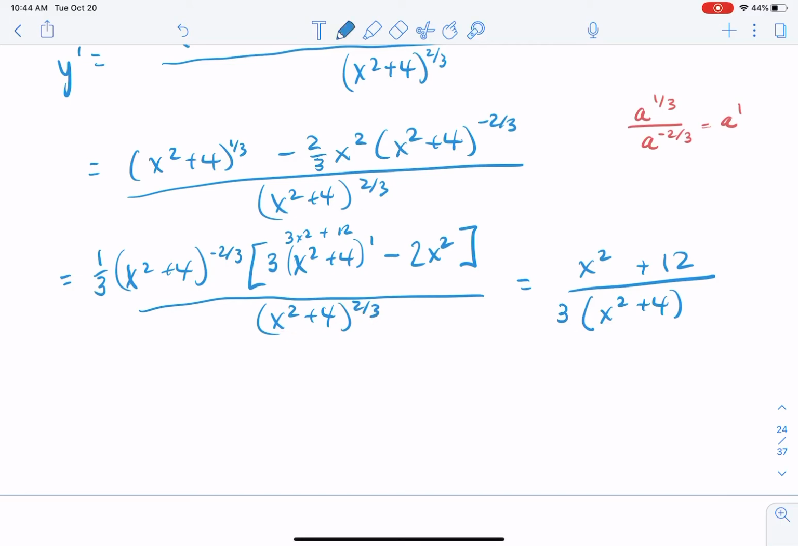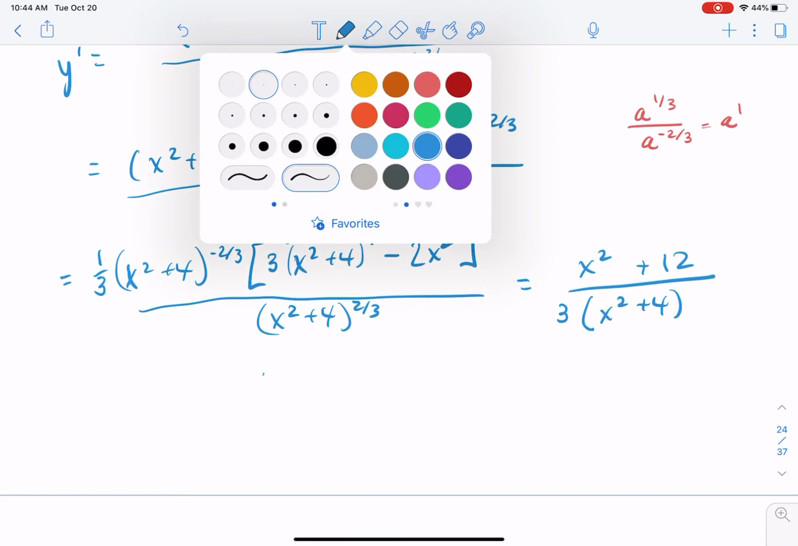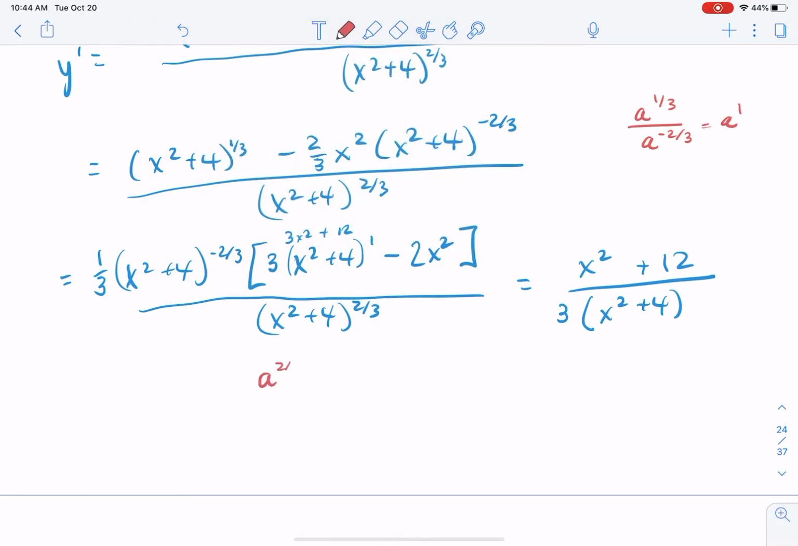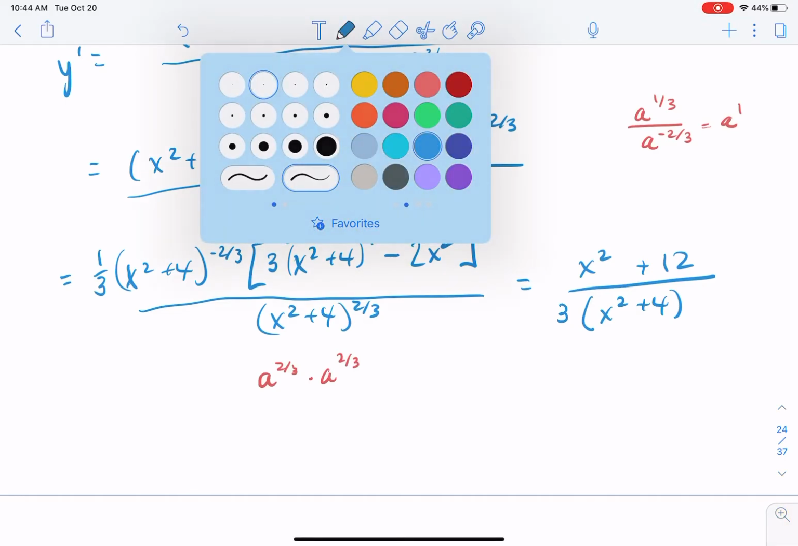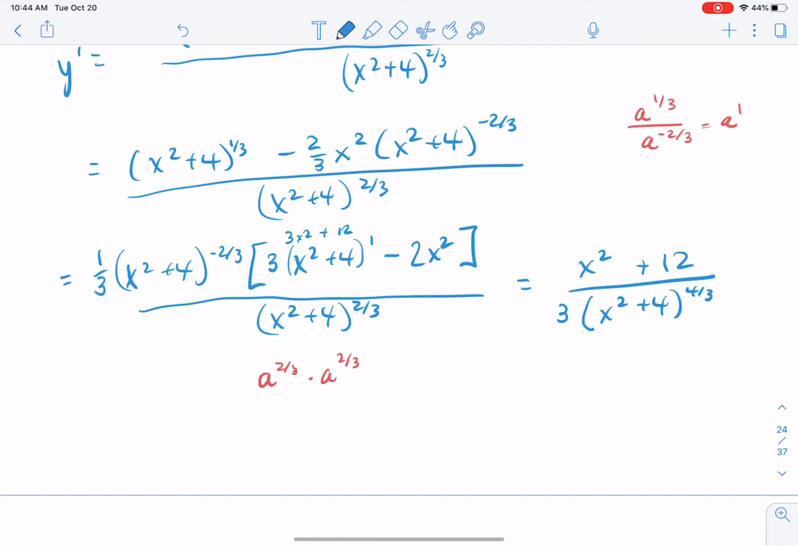So it's like this. Wait, this needs to be in red. A to the 2/3 times a to the 2/3. Like powers, you add the exponents, this time it's going to be 4/3. And then call it a day.